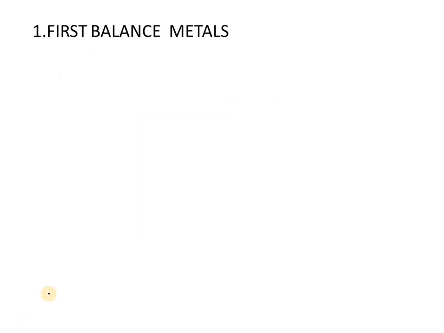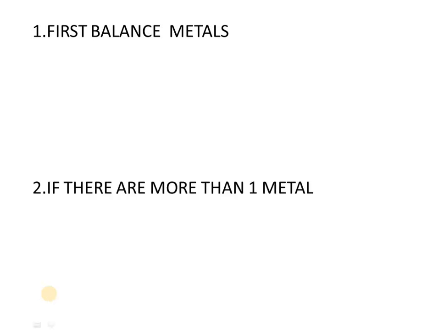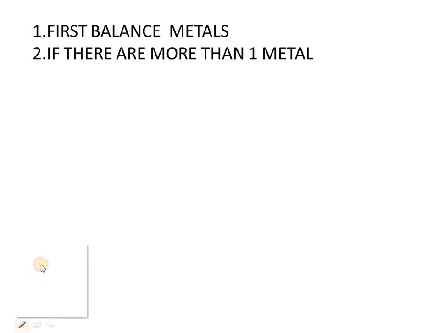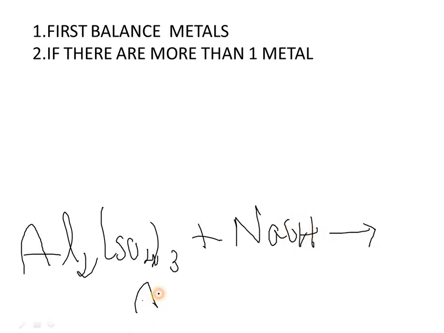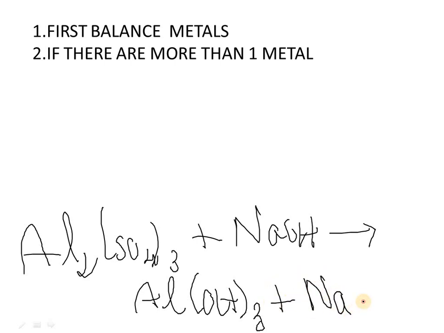Now, after you have balanced, sometimes in that equation there can be more than one metal. So from that, what should we choose to balance first? Consider a situation, let's say aluminium sulfate reacted with sodium hydroxide, that is NaOH, to give aluminium hydroxide plus sodium sulfate.